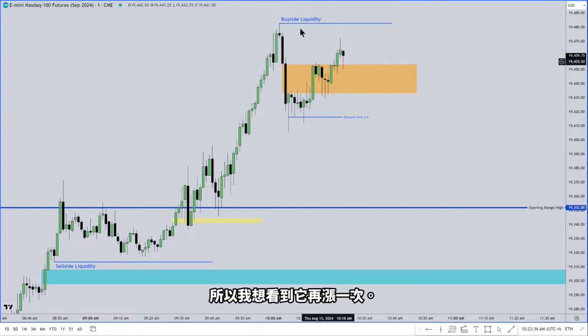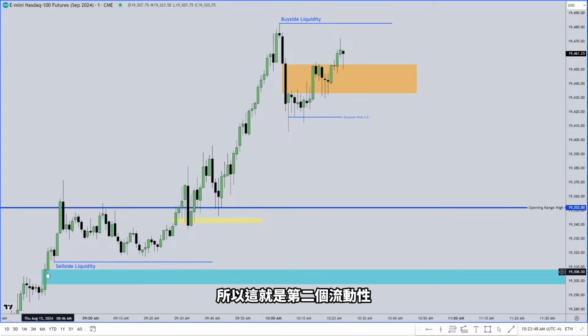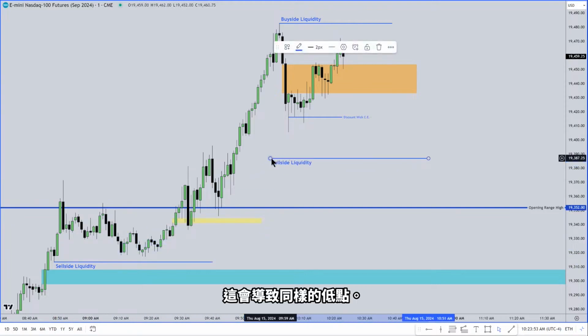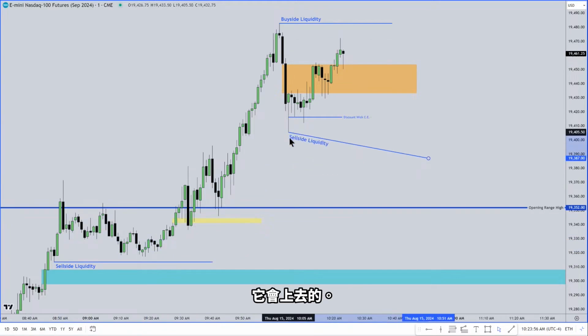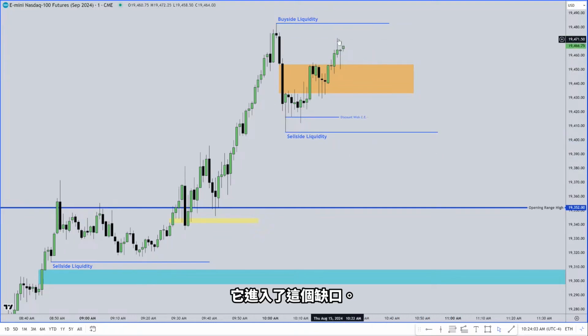So I'd like to see it bump to high one more time. That would give the street money comfort that they're probably right, and then they would raise their stop loss below here. So this is where a second pool of liquidity is. Relative equal lows. It's going to go up there. It should do it now, because you had a gap. It overshot. It went into that gap here, so it should spring up there and clear that high.